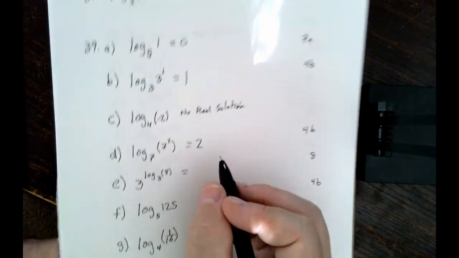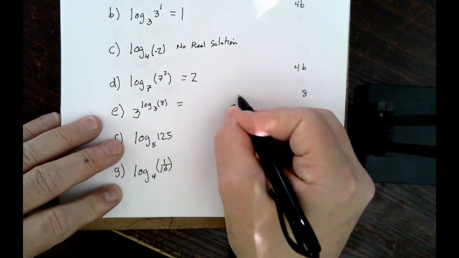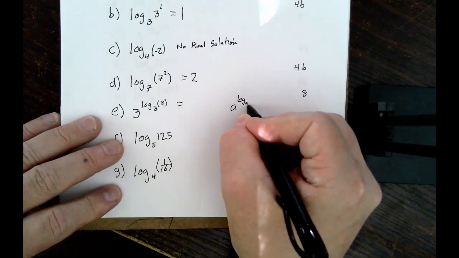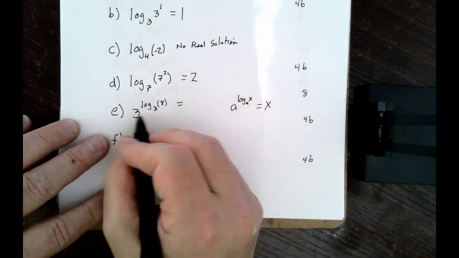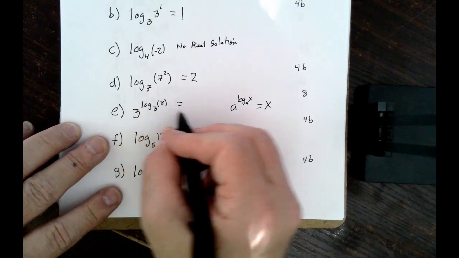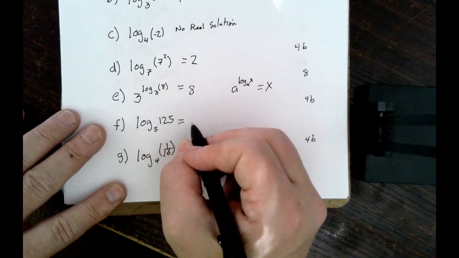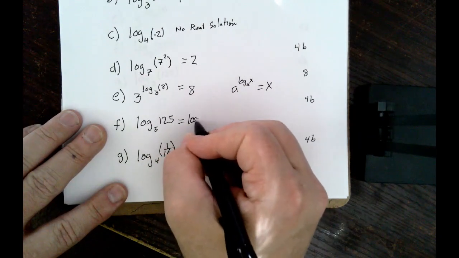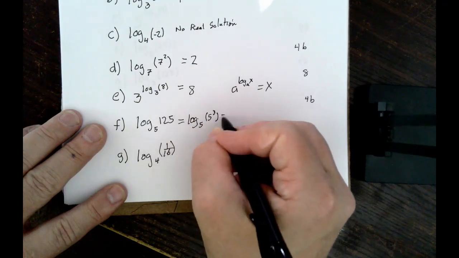Okay, this one's kind of an obscure rule. There's a rule 8, which says a raised to the log base a of x is just x. So 3 raised to the log base 3 of 8 is just 8. And f, you can write that in terms of 5. You can write that as 5 cubed, which is just 3.